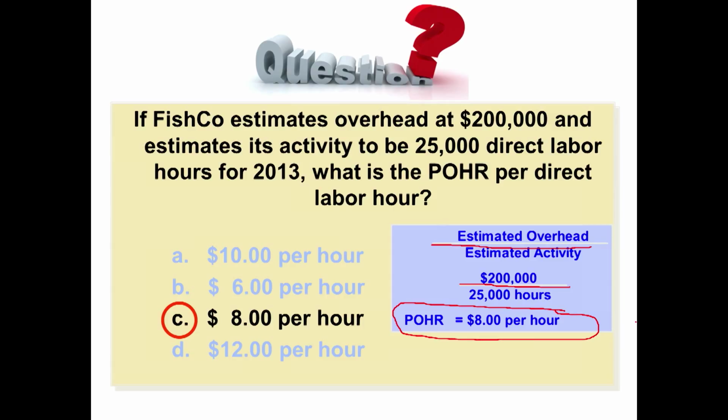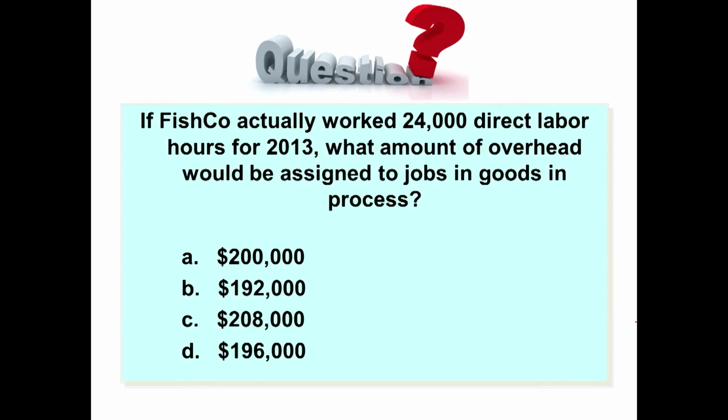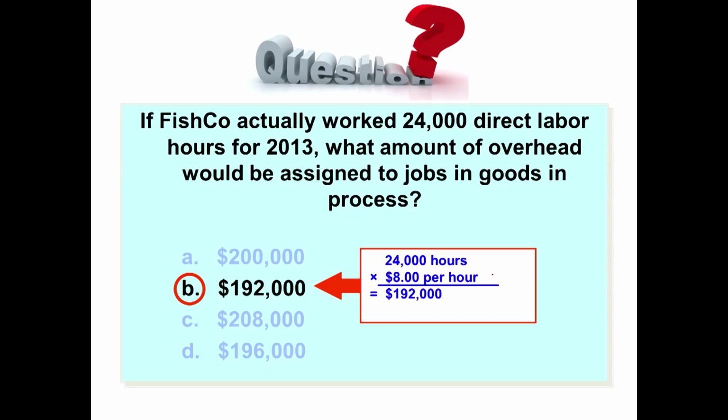Correct? Okay? Then what we do, if we actually worked 24,000 direct labor hours, what amount of overhead would be assigned or applied? Well, we would take that predetermined overhead rate of $8 per direct labor hour, times those 24,000 direct labor hours, and this is how much we would apply or assign or allocate. Are you with me? Okay?